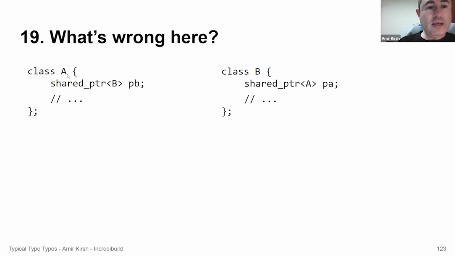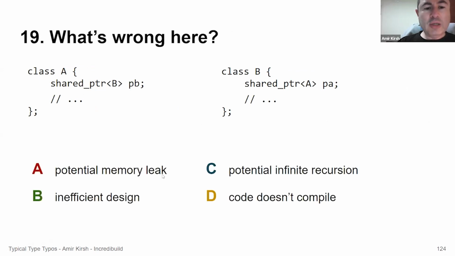I have class A, which holds a B with a shared pointer, and a class B, which holds A with a shared pointer. I mean, I want to hold you. Yes, and I want to hold you back. So the options: potentially memory leak, or inefficient design, or potential infinite recursion, or code doesn't compile.